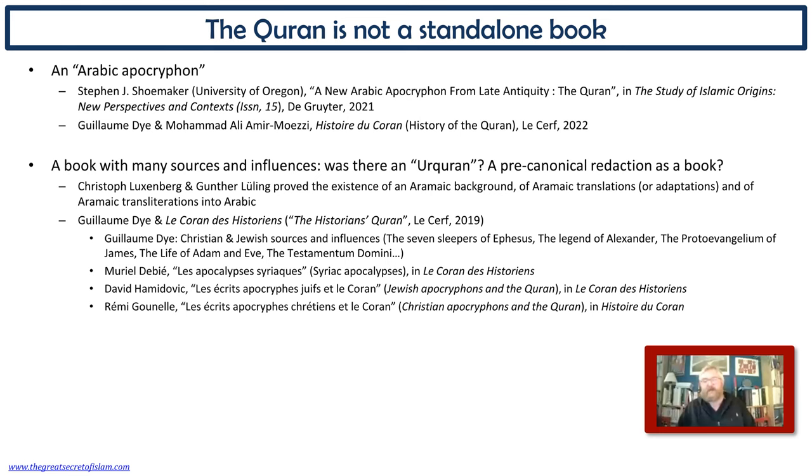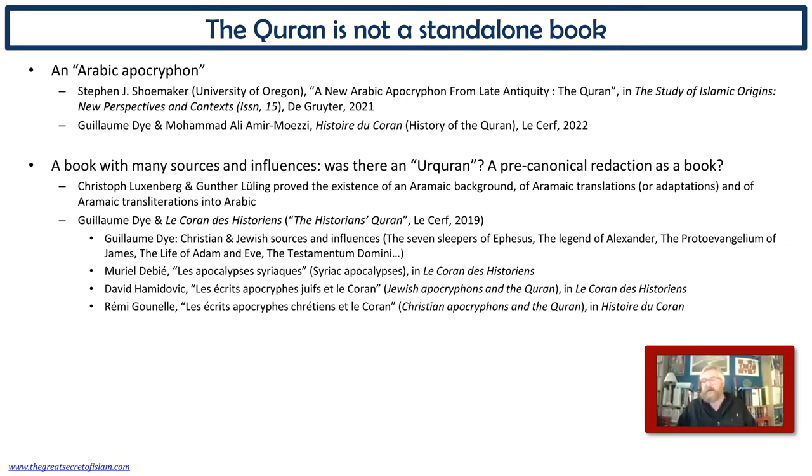And in the Coran des Historiens, the Historian's Quran, the book I was referring to, we also find in Muriel Debié and David Hamidović's article, they spoke about the Syriac scriptures and Jewish scriptures from the 4th, 5th, 6th, 7th century. And we see that the themes that we find in the Quran are already in those scriptures. Muriel Debié wrote an article about the Syriac apocalypses.